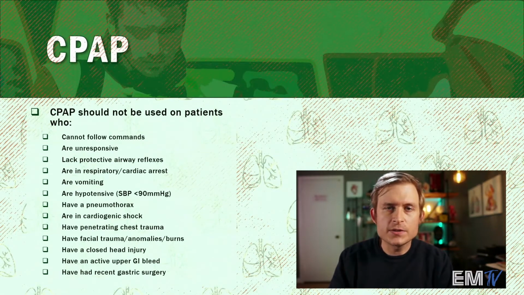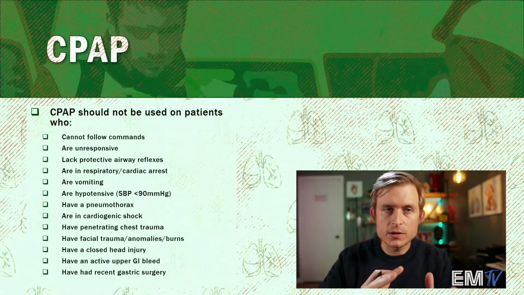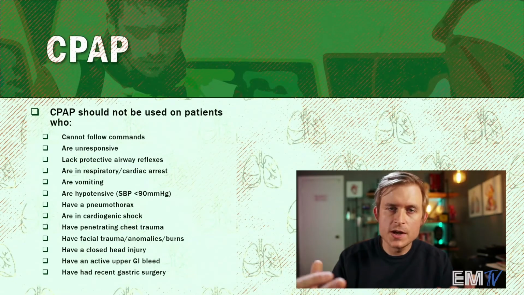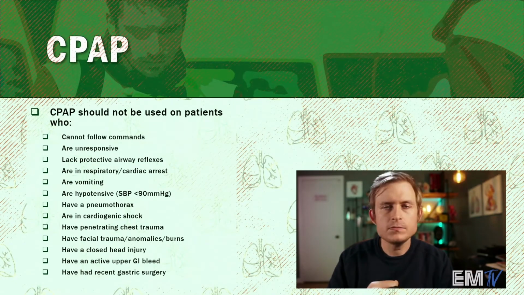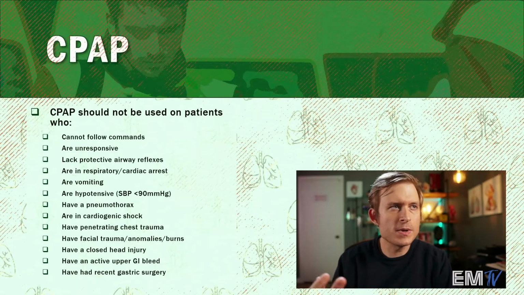Any patients who have an actual or suspected pneumothorax are not candidates for CPAP, and this is because the air will simply go through the open part of the lung tissue and fill the thoracic cavity, further collapsing the lung, exacerbating or making worse the already existing pneumothorax. Patients who are in cardiogenic shock, for the same reason as hypotension, we're going to reduce preload, thereby further reducing the effectiveness of the heart. Patients who have any penetrating chest trauma, once again, air will simply escape.